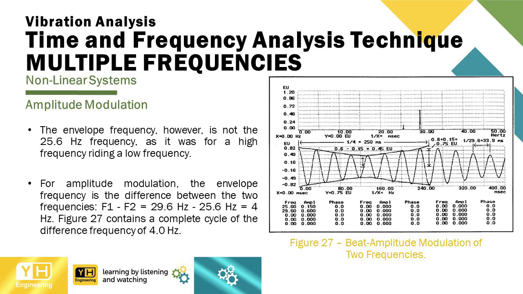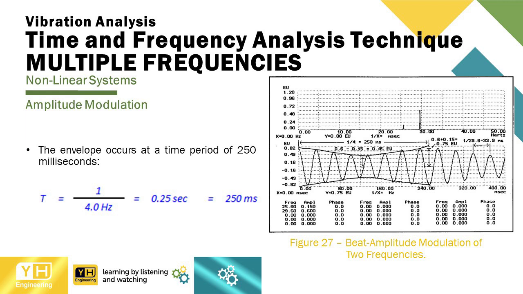The envelope frequency, however, is not the 25.6 Hz frequency, as it was for a high frequency riding a low frequency. For amplitude modulation, the envelope frequency is the difference between the two frequencies, frequency 1 minus frequency 2, equal to 29.6 Hz minus 25.6 Hz, equal to 4 Hz. Figure 27 contains a complete cycle of the difference frequency of 4.0 Hz. The envelope occurs at a time period of 250 milliseconds, as shown in the equation. Time period equals 1 divided by 4.0 Hz, equal to 0.25 seconds, equal to 250 milliseconds.